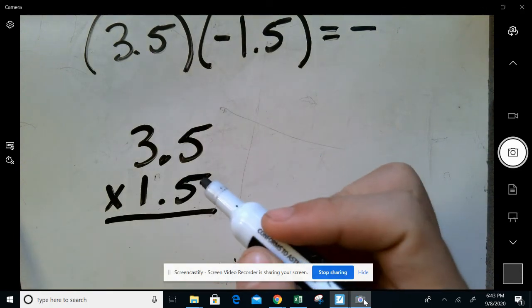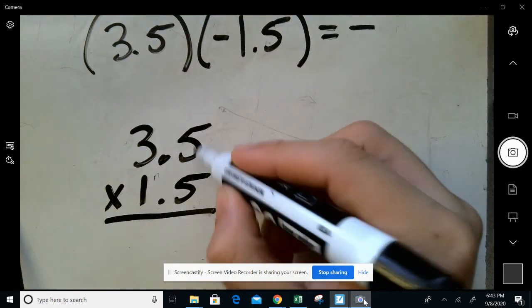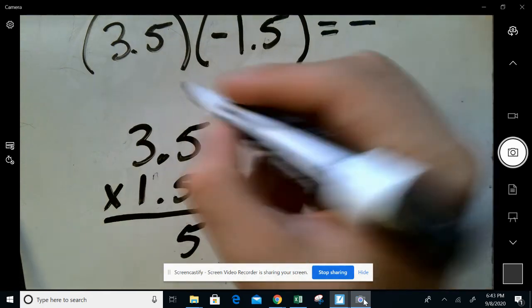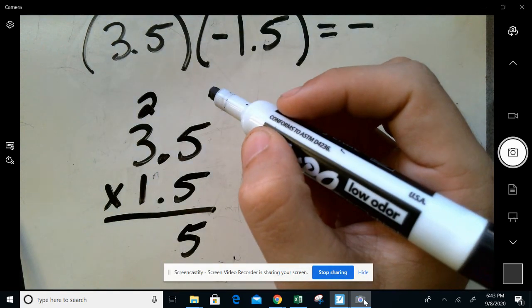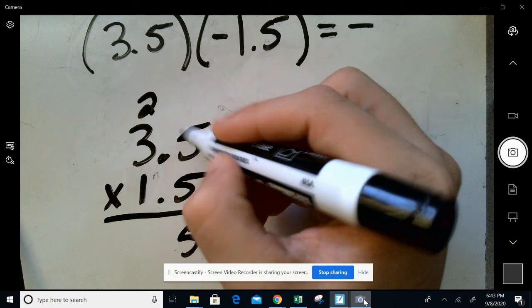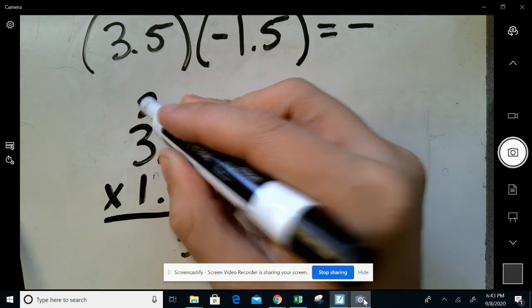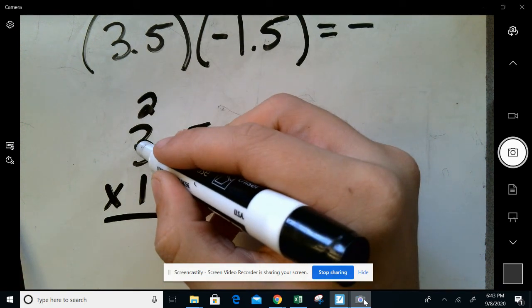All right, 5 times 5, 25. So line up your decimals and just multiply. 5 times 5 is 25. There's your 5. Carry the 2. 5 times 3 is 15. 16, 17.